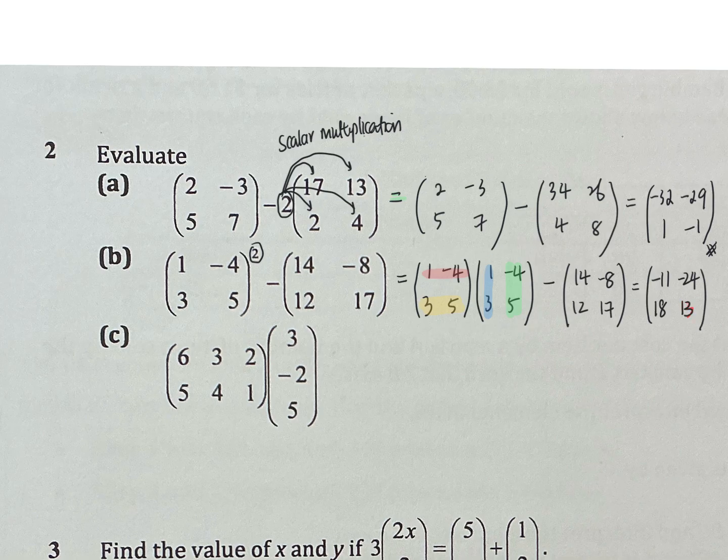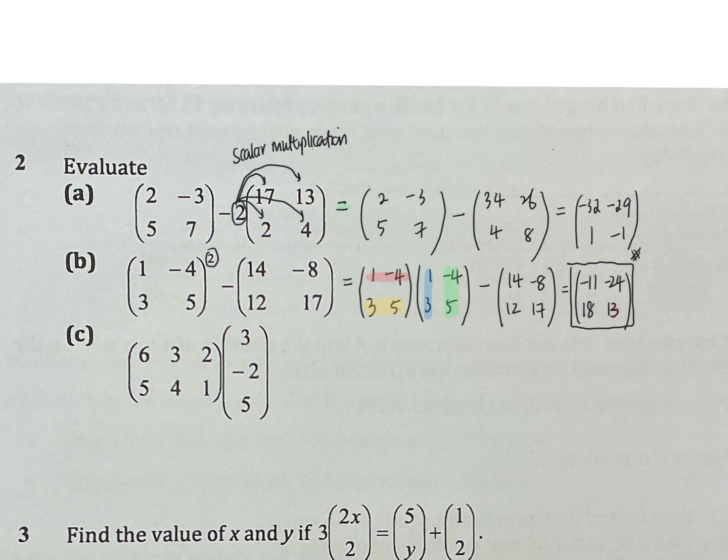So this is from these two. Go and find these two first. Can you see that this is not the same as squaring each of them? It doesn't work like that. It's different, so don't go and square each of the terms. Then now we subtract the 14, 12, 8 and 17.